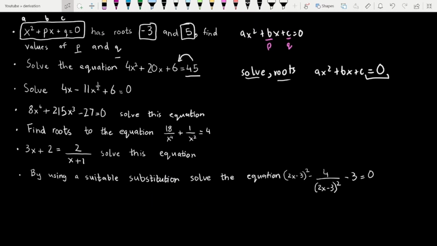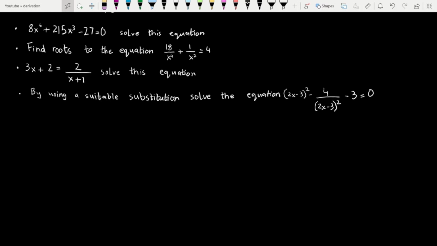Now we got the next question over here, and it says that we got 3x plus 2 is equal to 2 over x plus 1, and it says solve the equation. So obviously, we can clearly see we got fractions, so we're going to try and get rid of our fractions. And that's the first thing we want to do. There's multiple ways of getting rid of these fractions. I'm just going to take this denominator and multiply it onto the other side of the equation, and hopefully that's going to break this fraction.